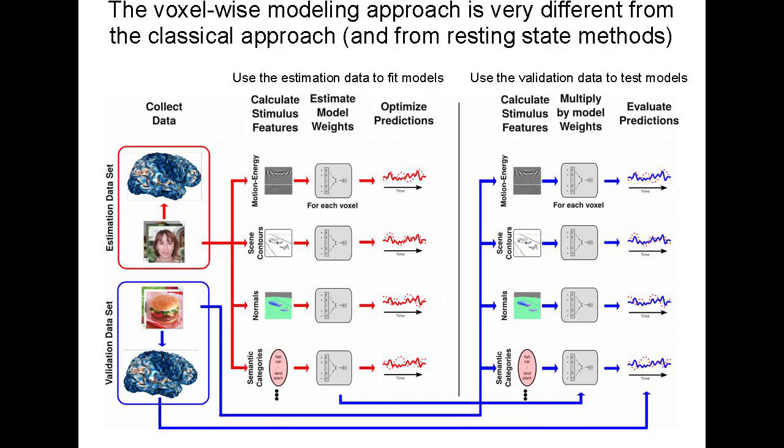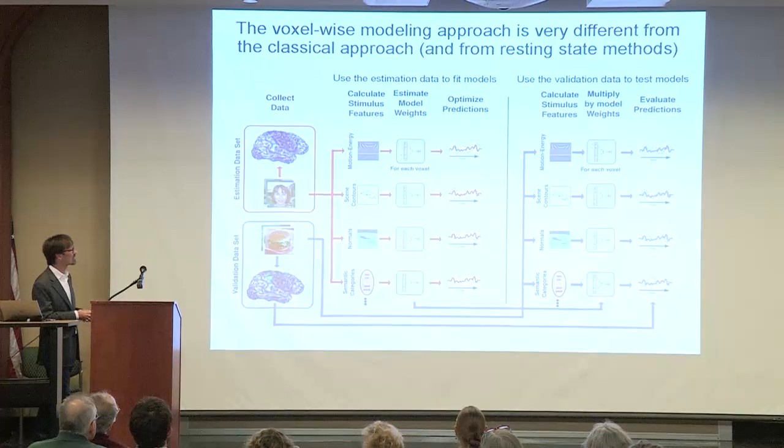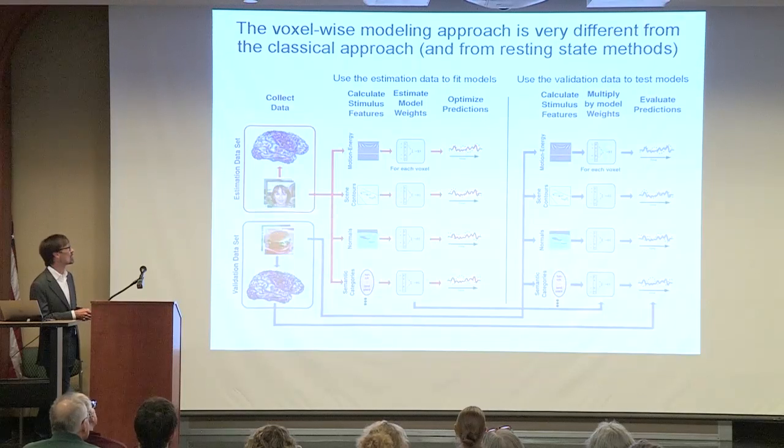Now we collect a new data set where we show some new data and we collect some new brain activity. And now we do not fit with this data. This is the fit set. This is the test set, or the estimation set and the validation set. In this case, we take these movies, we extract the features from them, we multiply them times the weights we fit in this stage, and then we get predictions.